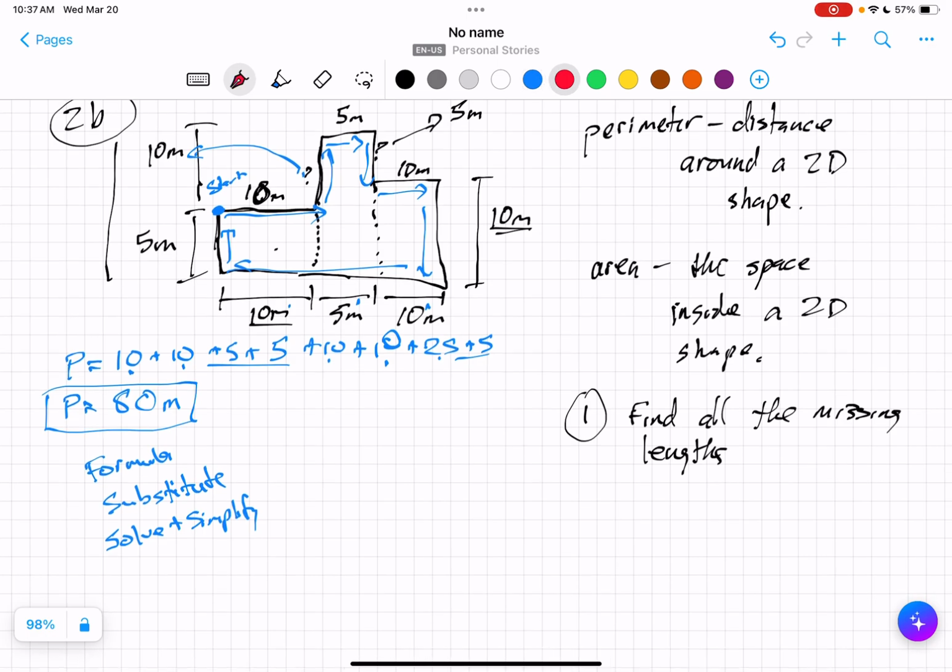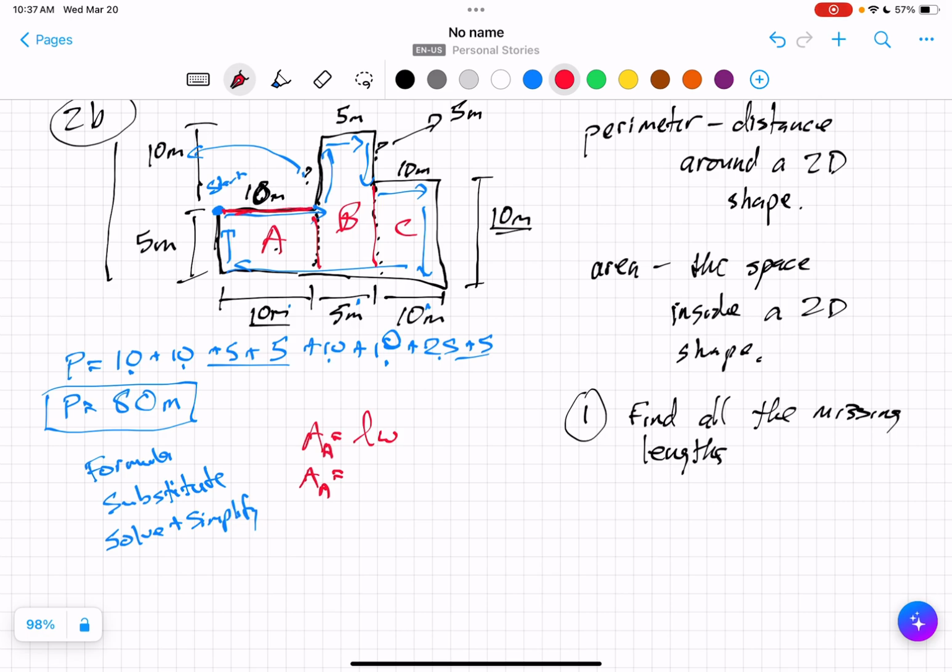I would note down that there are 3 shapes. I'm going to call this A, B, and C. Notice what the shapes are. So we can find the area by using the formula. Formula is length times width. And step 2 is substitute. We want to look at our first shape A. Let's find the area for A.